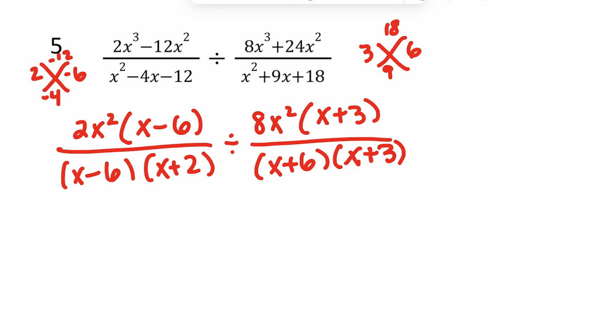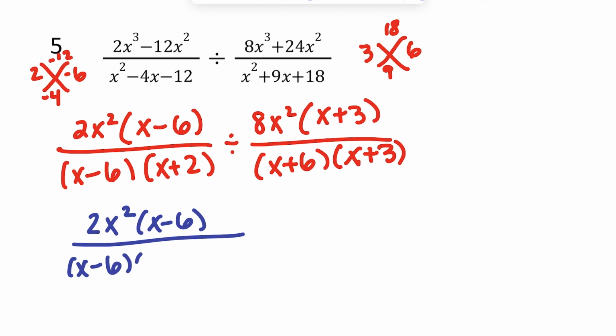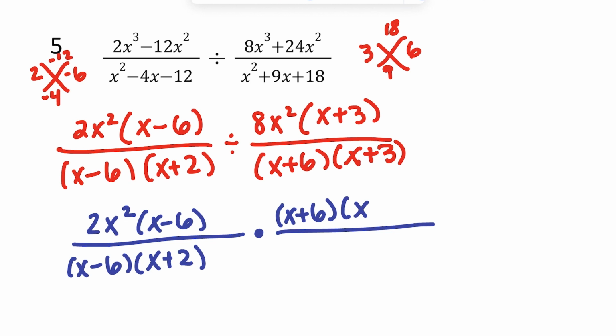All right, now we have to do keep, change, flip. So we've got 2x squared times x minus 6 over x minus 6 times x plus 2. Change division to multiplication and flip the second fraction. Now it'll be x plus 6 times x plus 3 over 8x squared times x plus 3.